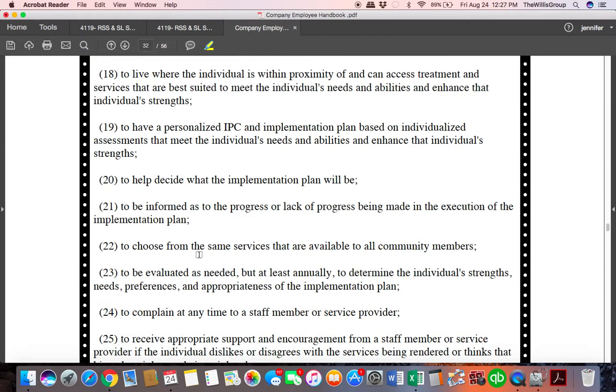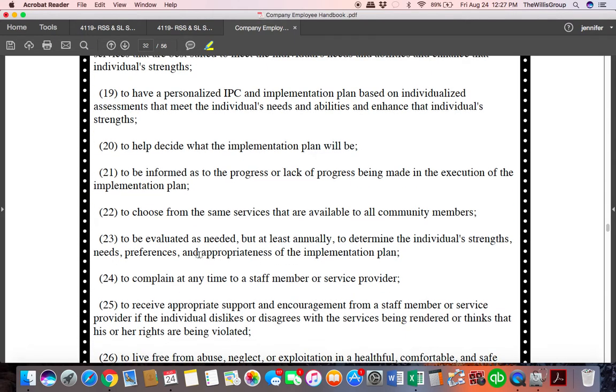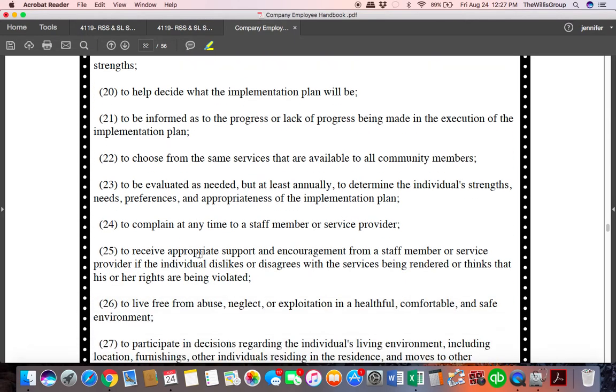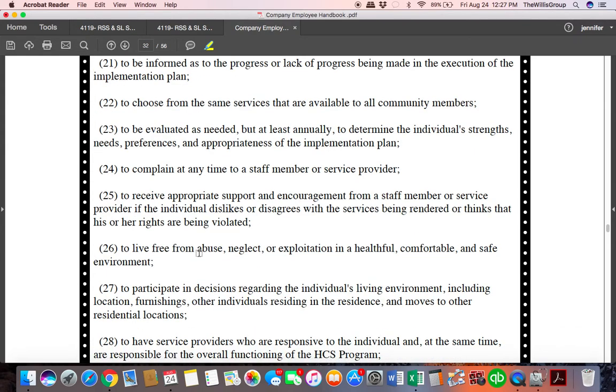These are rights that the state implemented, because these are rights that any person that may not be in this type of program would receive if they did not have a disability.